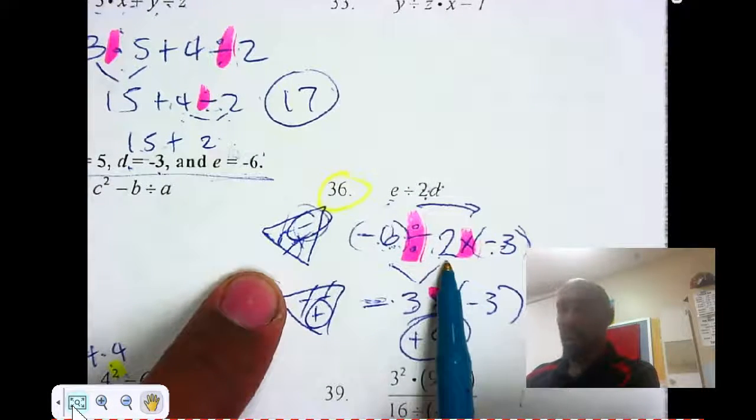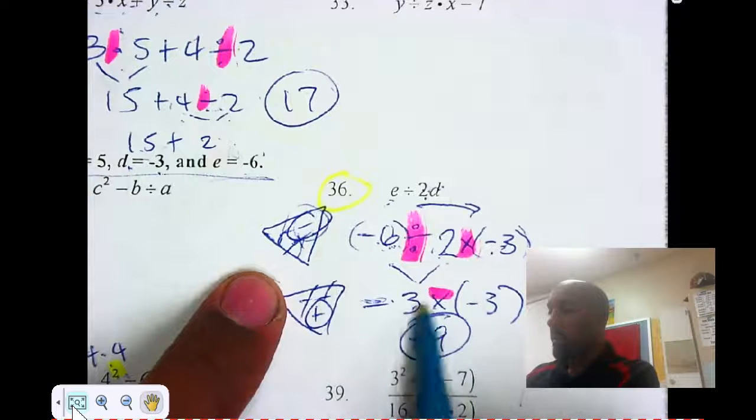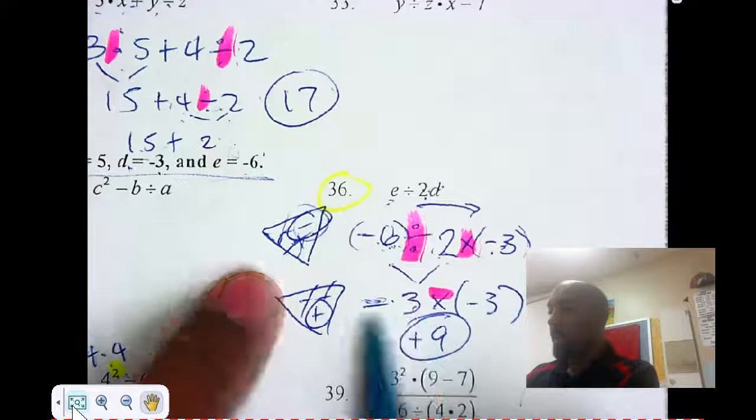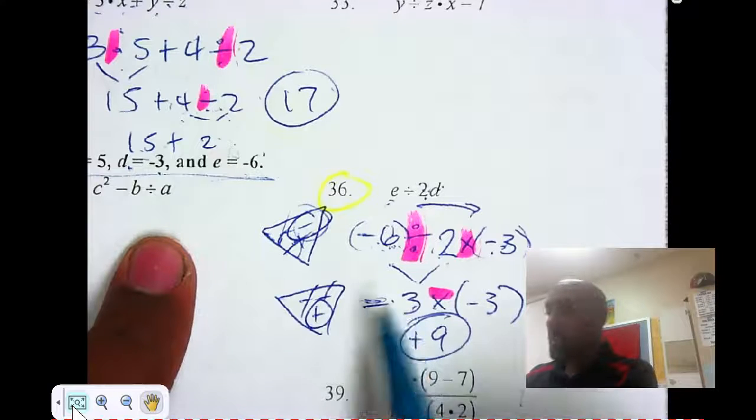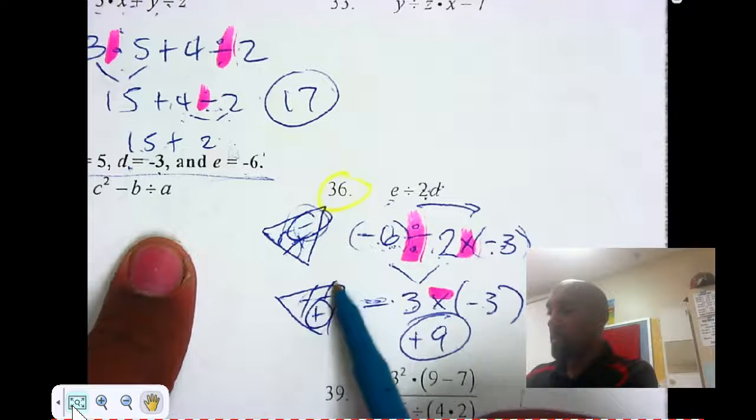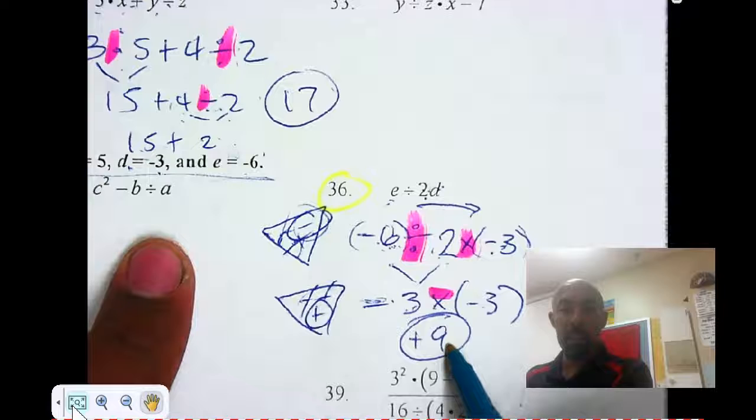Then we go to the right. So now bring down this number. And then we have to multiply negatives. This is negative, this is negative, so we know the answer is plus. Okay, so 3 times 3 is 9.